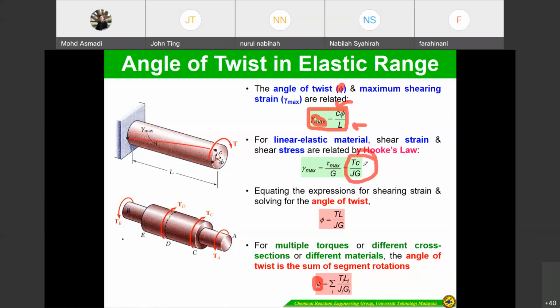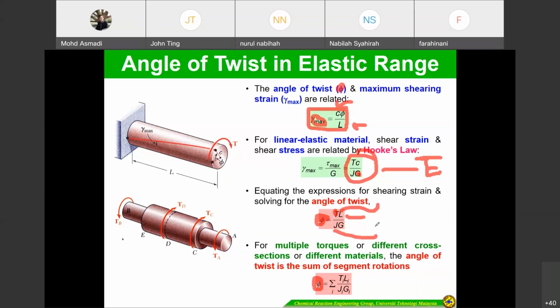Similar to before. For example, in the previous chapter we used E, but here we use G. So to calculate that phi, it is TL divided by JG. T you have to determine by the torsion formula. This one is the length. J is the polar moment of inertia, which differs between solid and tubular shafts.